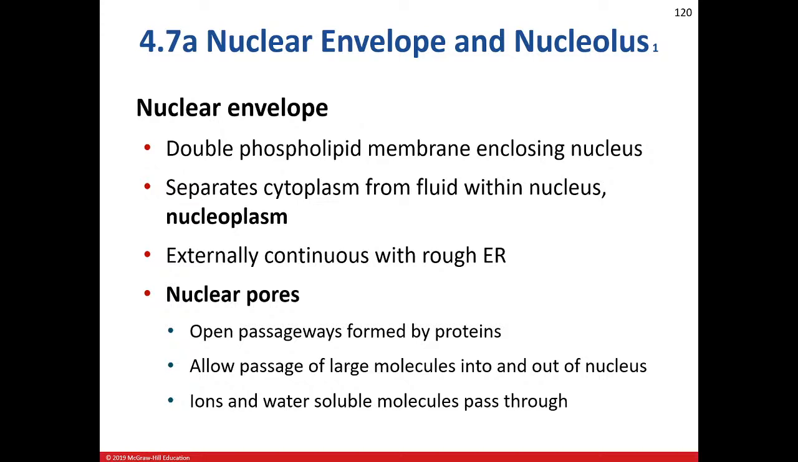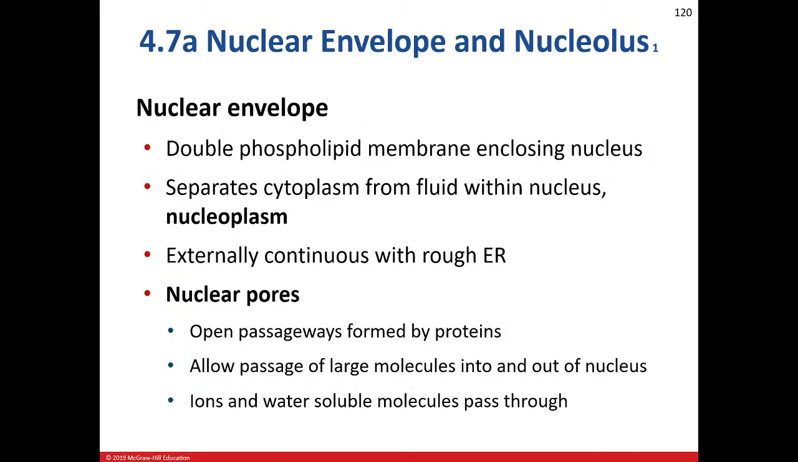So the nuclear envelope and the nucleolus. The nuclear envelope is a double phospholipid membrane. Now, we said the plasma membrane of the cell was a phospholipid bilayer. This is a double phospholipid bilayer. There are two phospholipid bilayers, two membranes, surrounding the nucleus. And they separate the cytoplasm from the fluid inside of the nucleus, which is called the nucleoplasm.